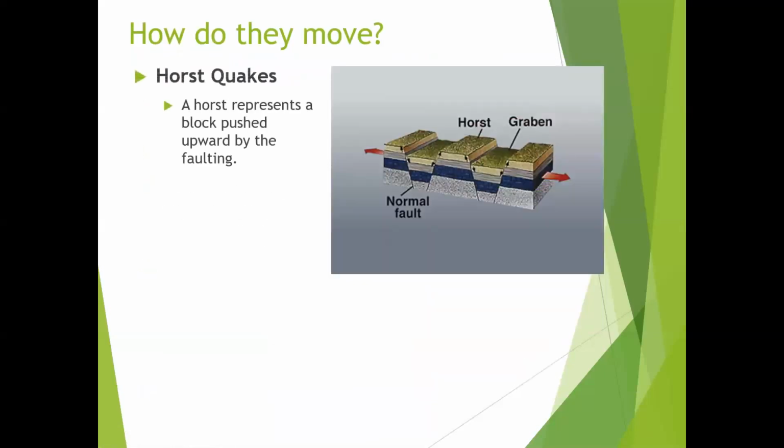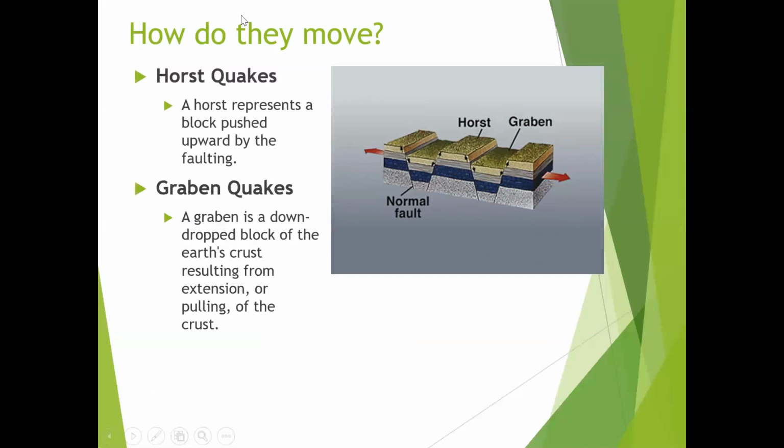And then the last two types of quakes that we have are horst and graben quakes. Horst represents a block that's going to be pushed upward, and the graben is going to be the exact opposite, a block of the Earth's crust that moves down.